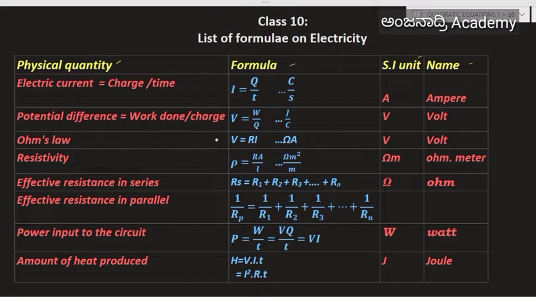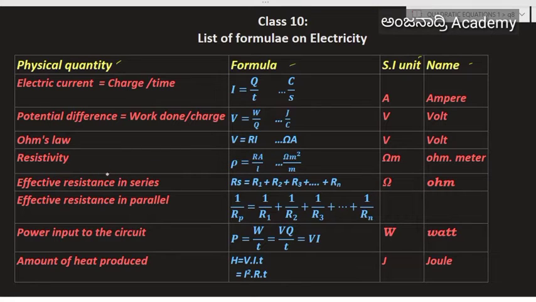Ohm's law. Ohm's law says that V is equal to IR, that is V is directly proportional to I, where R represents the constant. The SI unit of resistance is ohm, current is ampere, and the SI unit of potential difference is V, that is volt.